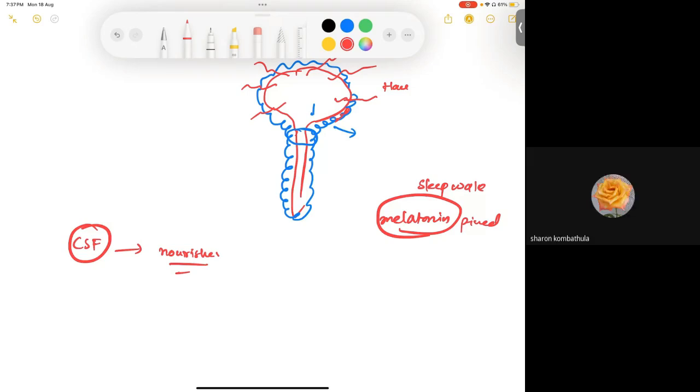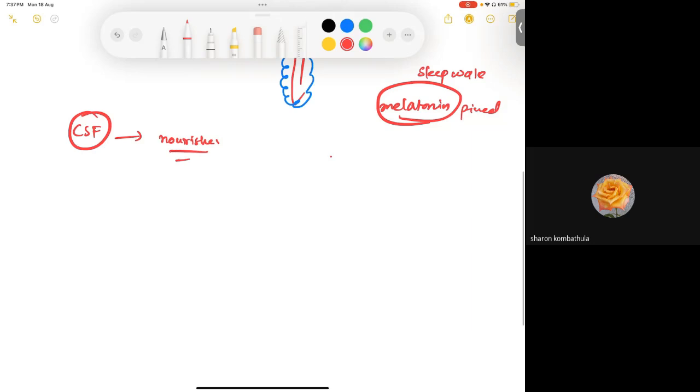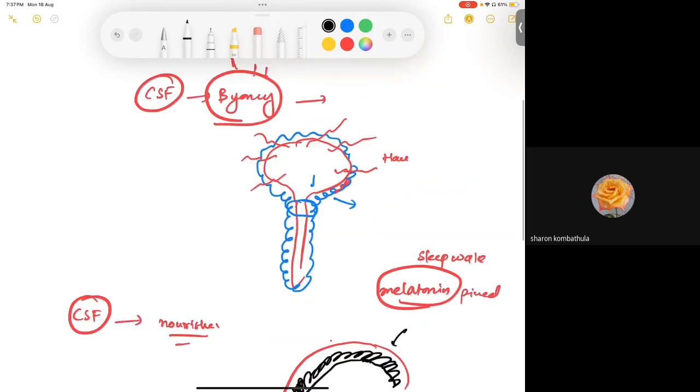Shock absorber, perfect. Simply think of someone wearing a helmet. We know that a helmet is made up of steel, but in between the helmet and your head, you have that foam kind of material present, right? Why do we have that foamy material? Because if someone gets hit on the head while wearing a helmet, this foam absorbs all of the shock, right? So the same is the case with the CSF as well.